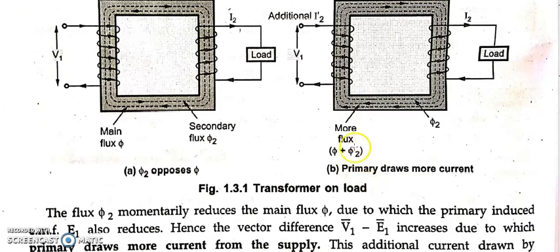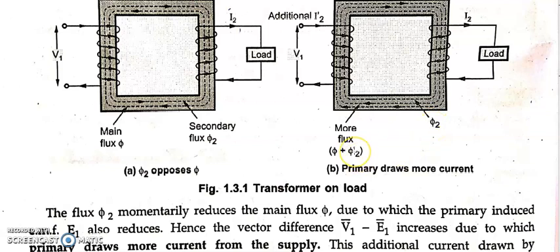Now the question arises, how much value will phi 2 dash have? Phi 2 dash value will be the same as the value of phi 2, but it is opposite in direction to phi 2. Clear? Let me tell you, phi 2 dash magnitude is the same as that of phi 2, but its direction will be opposite to phi 2. So due to this, what happens? Phi 2 dash and phi 2 get nullified. Both will cancel out each other.